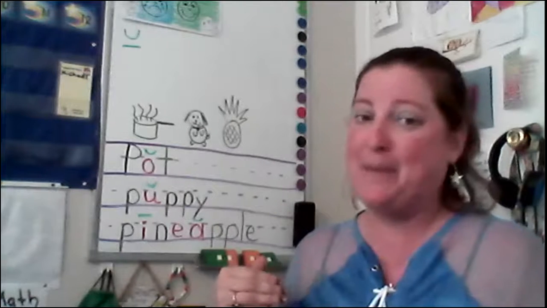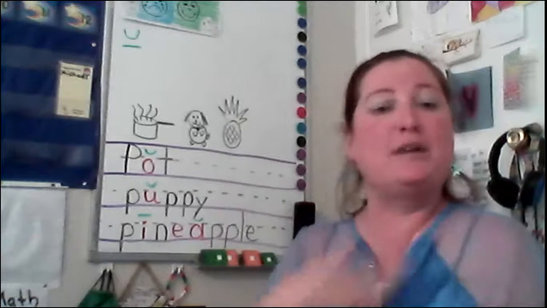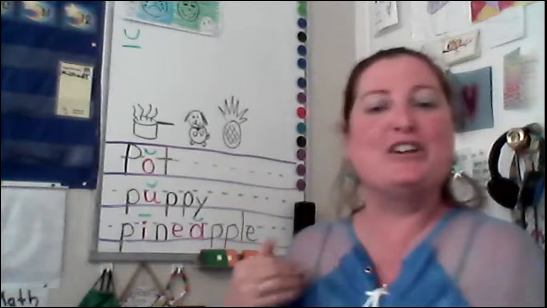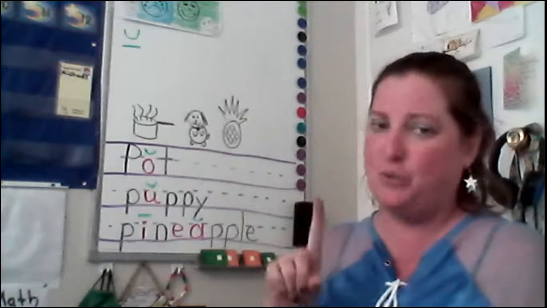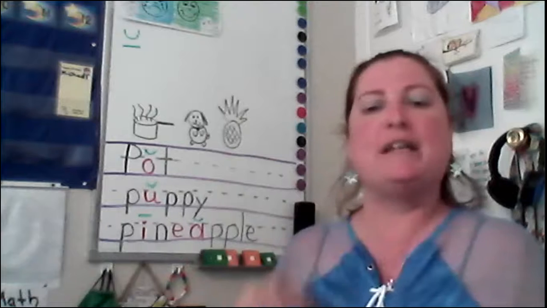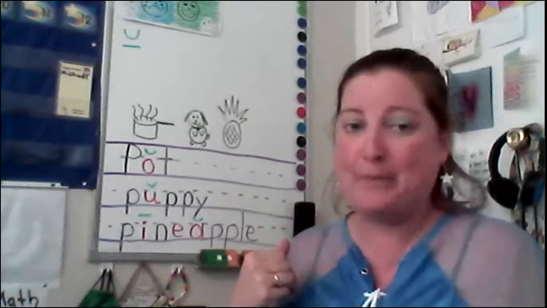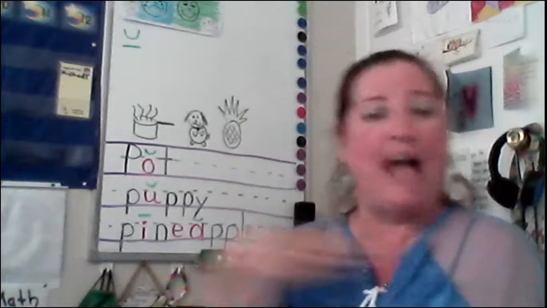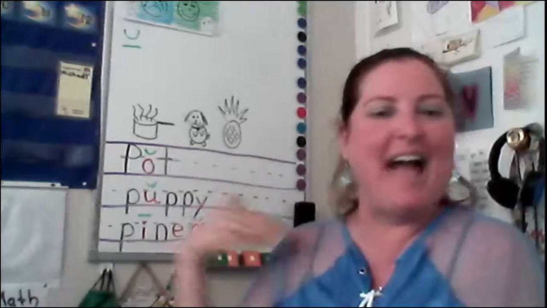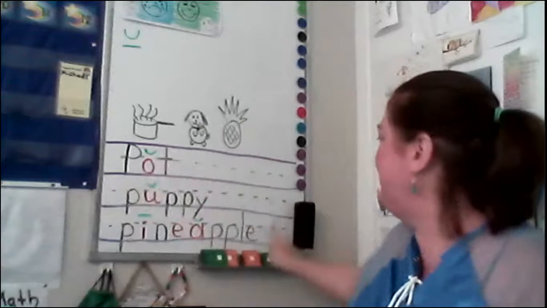Good job. Let's do puppy. P-u-p-p-y, puppy. You do it now. Good job. Let's do pineapple, okay? Let's do the word pine first. P-i-n-e, pine. You do it now. Good. Let's do apple. Apple, apple. You do it now. Good job, guys. So now we have pot, puppy, and pineapple.